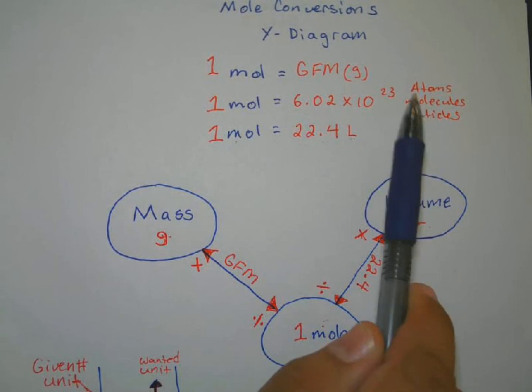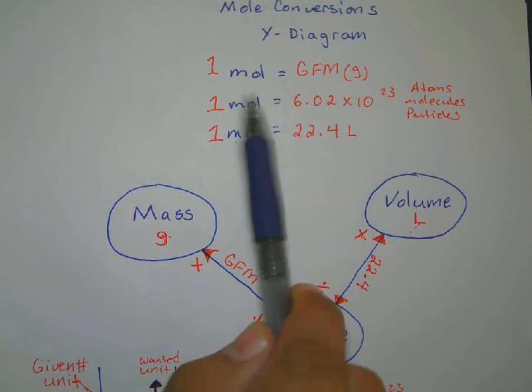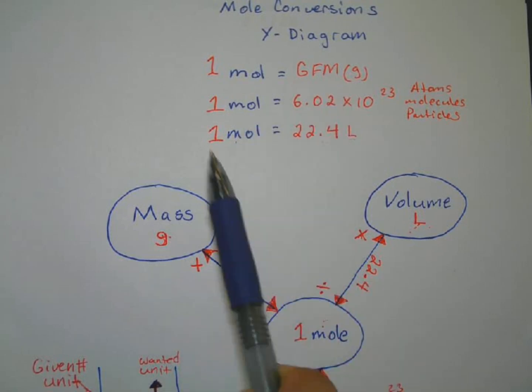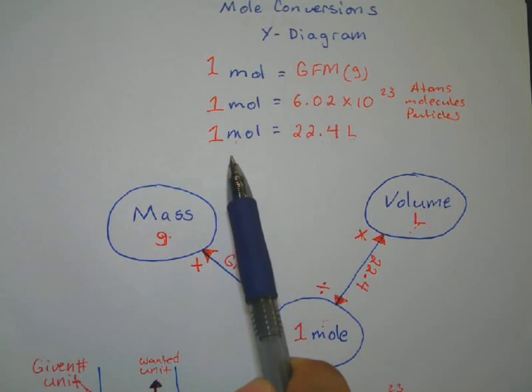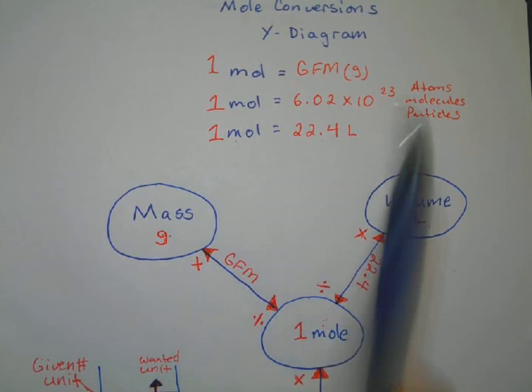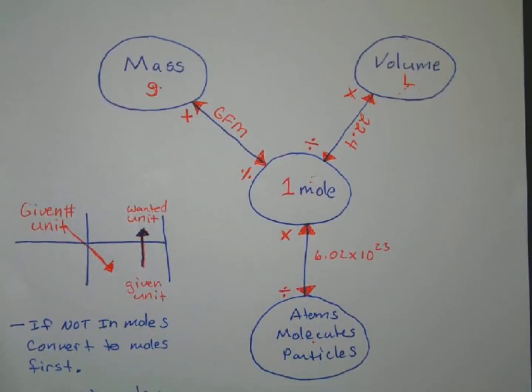That's a how many number. It's like when I say dozen, I mean 12. When I say mole, I mean this number, okay? Then we learned that if you have a gas at STP, standard temperature and pressure, 1 mole is equal to 22.4 liters. Okay. Now, then we learned about this Y diagram.